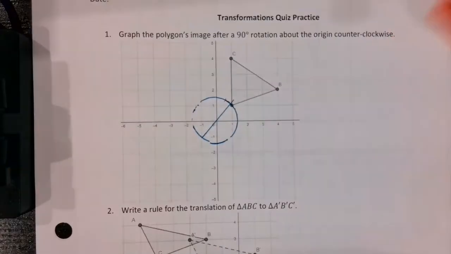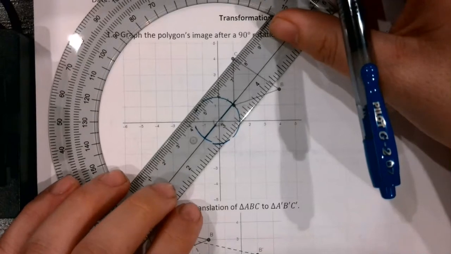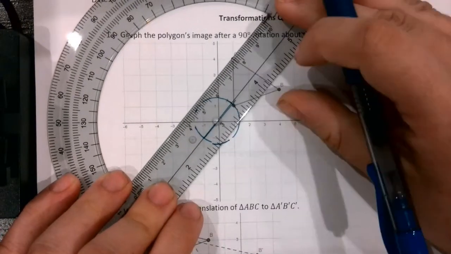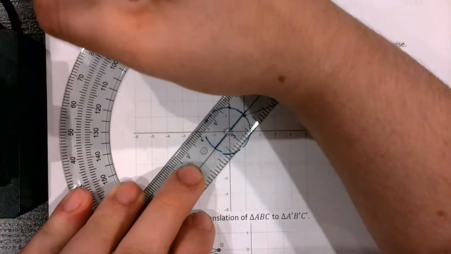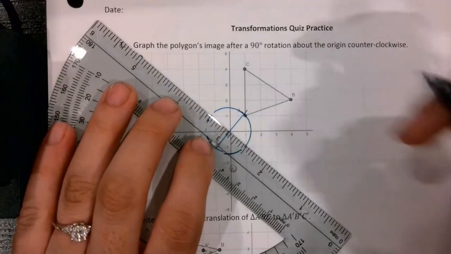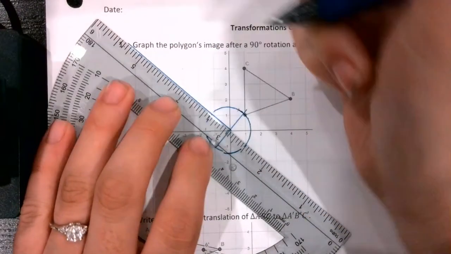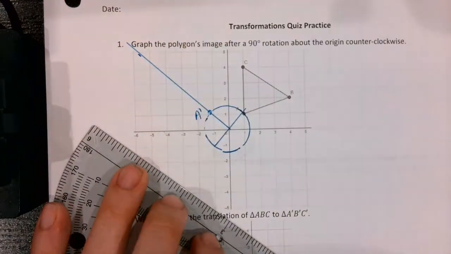I went too far. And what I want to do is line up my dot. On yours, it's a tick mark, and then the line I want to match up with the compass. And then I'm going to look for 90 degrees. Mine is right here, so I'm going to draw a little dash right there. And then from my origin to that point, I'm going to draw a connecting line. I'm going to mark where they cross. This is my new A prime.